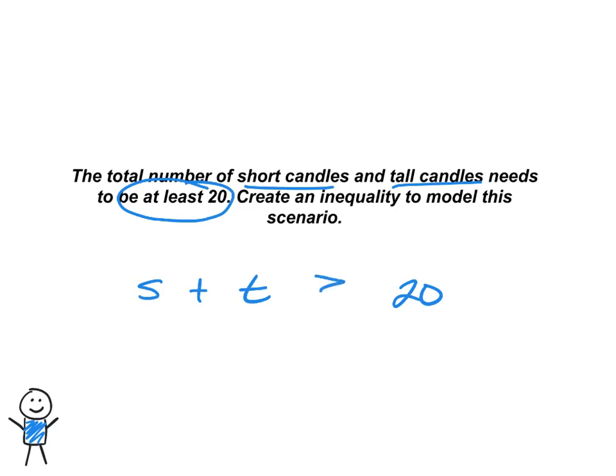So that would look like this. This represents the number of short and tall candles being more than or equal to 20, which satisfies that requirement of being at least 20. I can have 20 or more candles, but I definitely don't need less than 20.